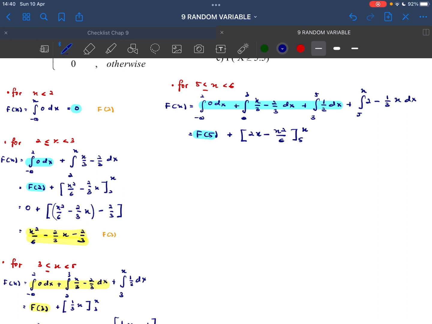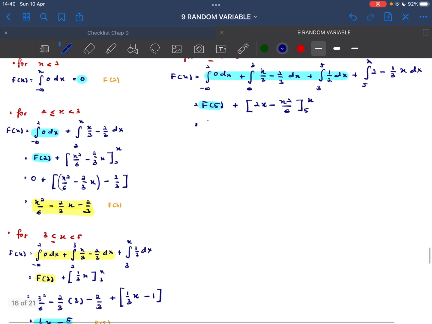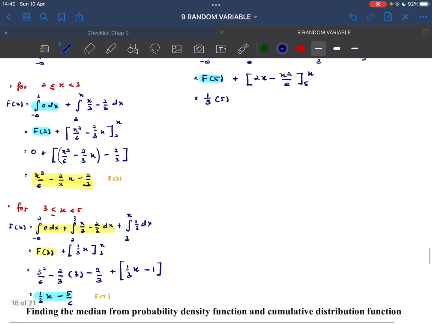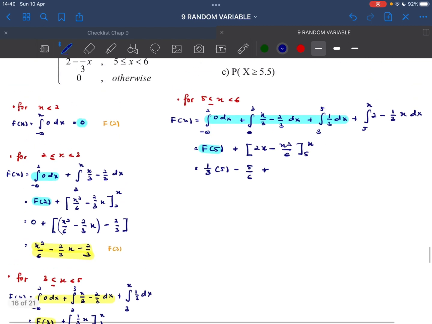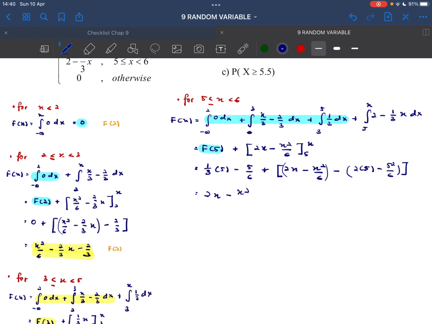Okay, now substitute the 5 into 1 over 3, multiply by 5 minus 5 over 6, plus, so substitute x into 2x minus x squared over 6. Substitute 5 into here, you should get 2 times 5 minus 5 squared over 6. Put everything in your calculator, and lastly we should have minus 5. Okay, so that is your function for F4. So this is actually going to be your F4.